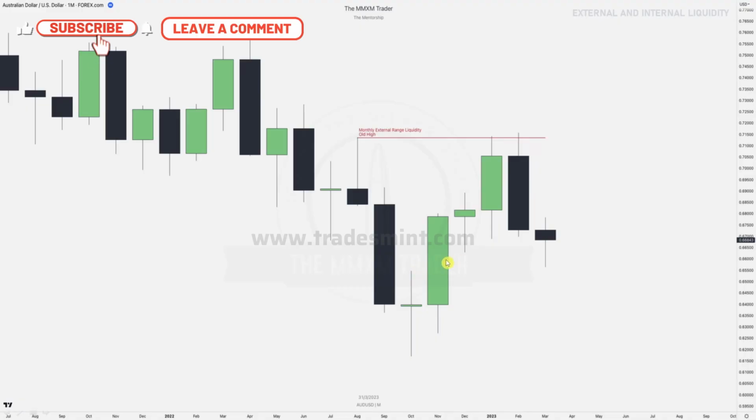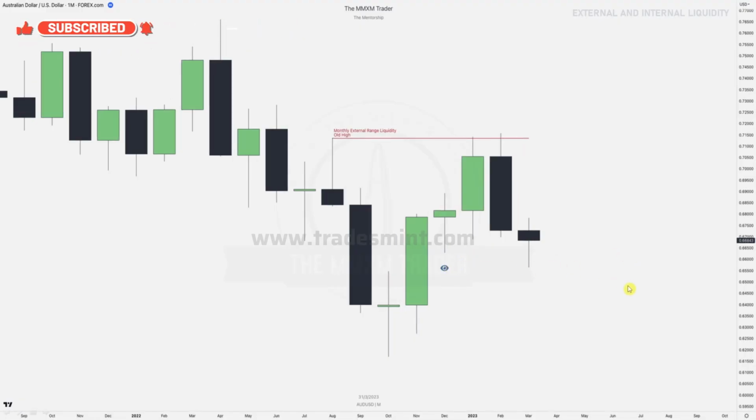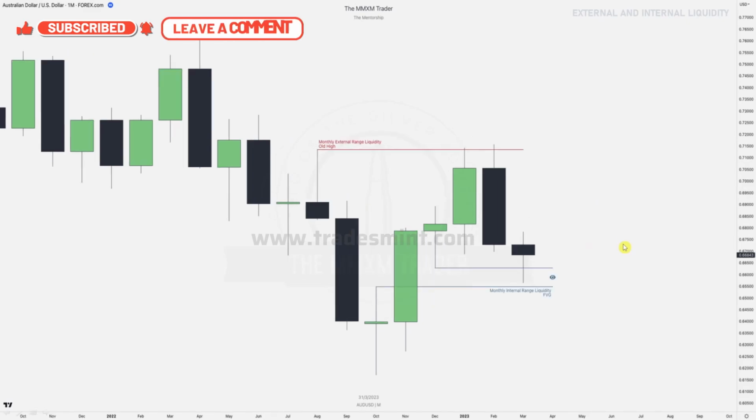We can see this imbalance down here, which is a fair value gap, right? So if you looked at this area after we got this external range liquidity raided, you're on the right path. We can see this monthly internal range liquidity in the form of a fair value gap gets tagged. Now, what happens afterwards?